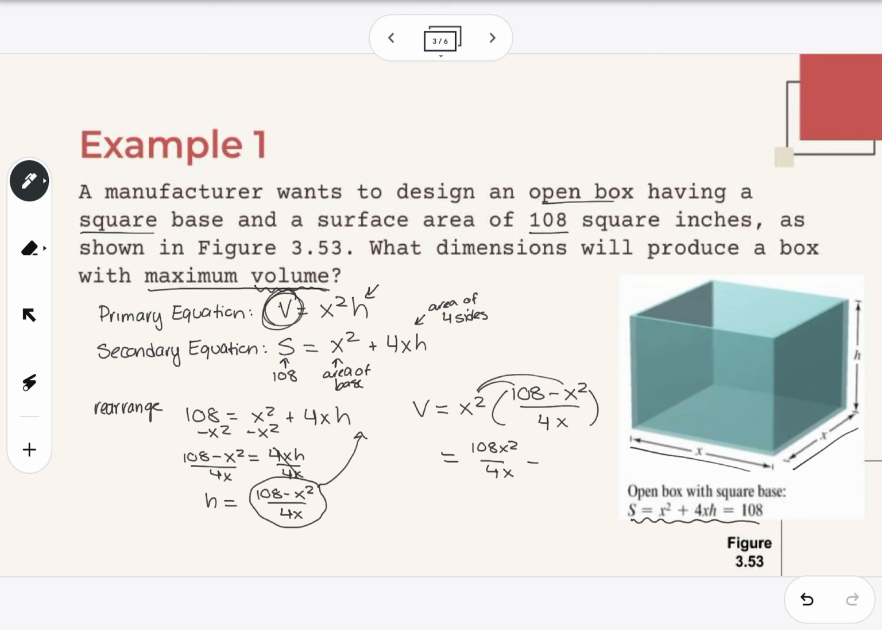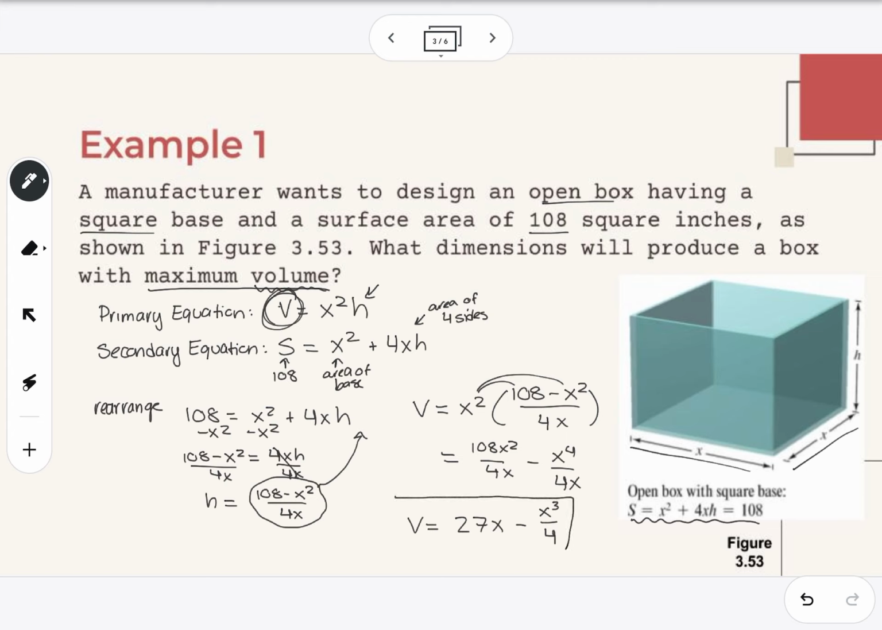That's going to give me what? X to the 4th over 4x. Okay, I can simplify that a little bit more. 108 divided by 4 is going to give me 27. X squared divided by x is going to just leave me with an x. X to the 4th over 4x is going to give me x to the third over 4.